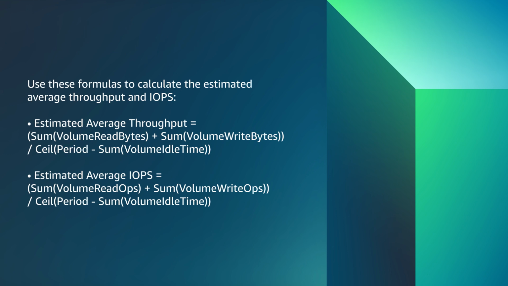Next, use these formulas to calculate the estimated average throughput and IOPS. The formula of estimated average throughput is to calculate a volume's throughput using volume read bytes and volume write bytes metrics, and dividing by its affected period using volume idle time metric. And the formula of estimated average IOPS is to calculate a volume's IOPS using volume read ops and volume write ops metrics, and dividing by its effective period using volume idle time metric again. Both formulas consider the period when the volume was actively in use in the equation.